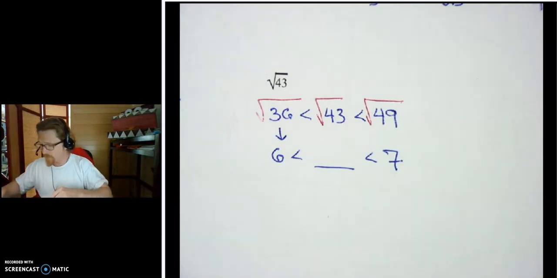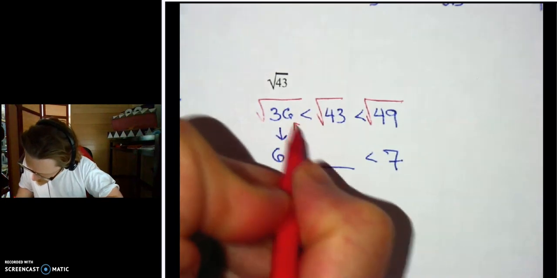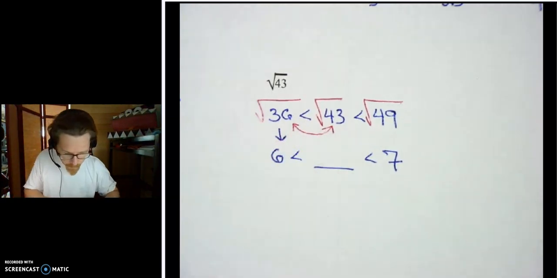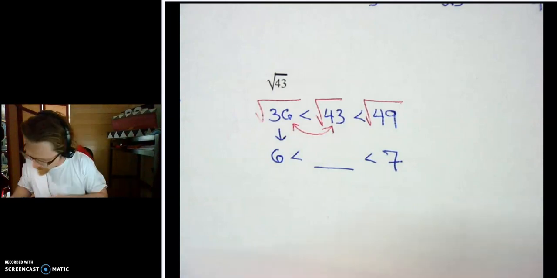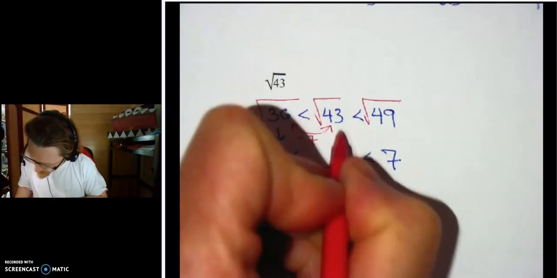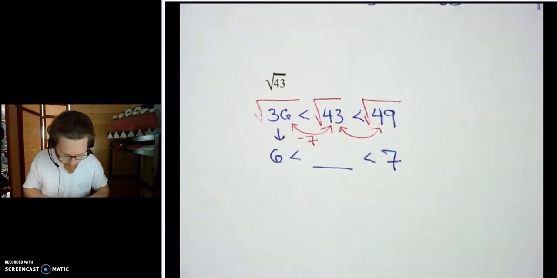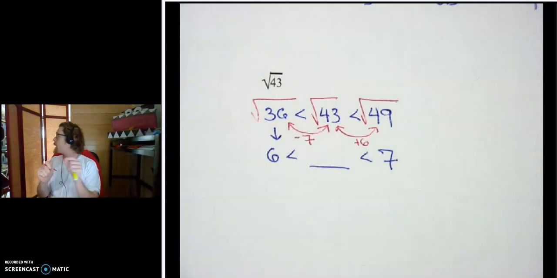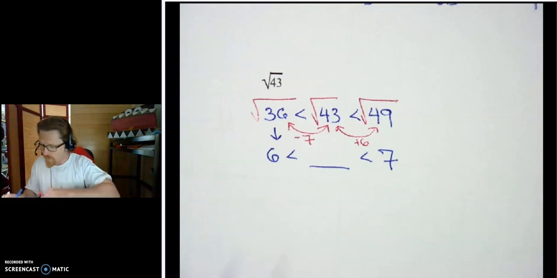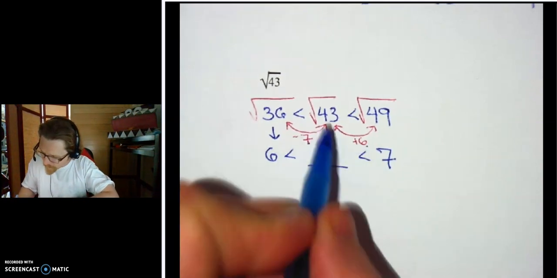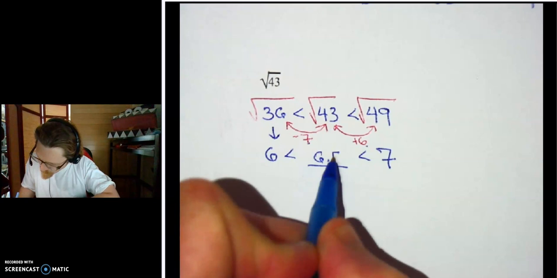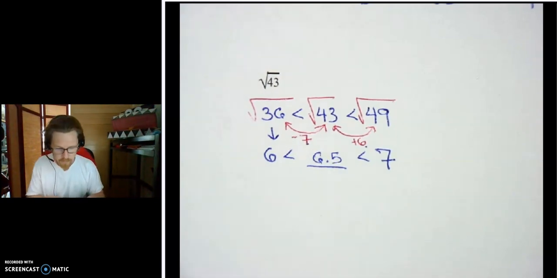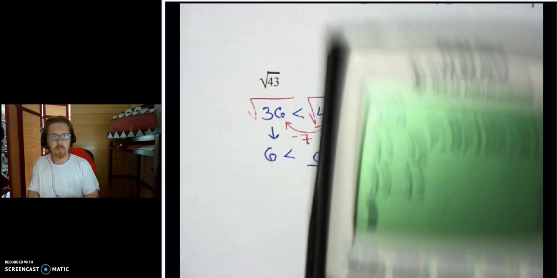Now I'm going to check the distances. So I know the difference between 43 and 36 is 7. And I know the distance between 43 and 49 is 6. And so I see that it's almost right there in the middle. It's really close to the middle between 6 and 7. And so I can say, well, because these are almost the same, I'll bet the square root of 43 is just about 6.5. And again, we'll just check to see that we're on the right track.